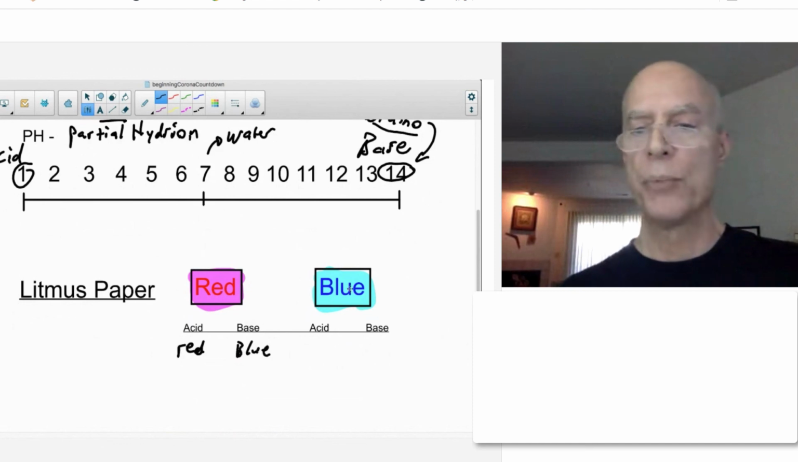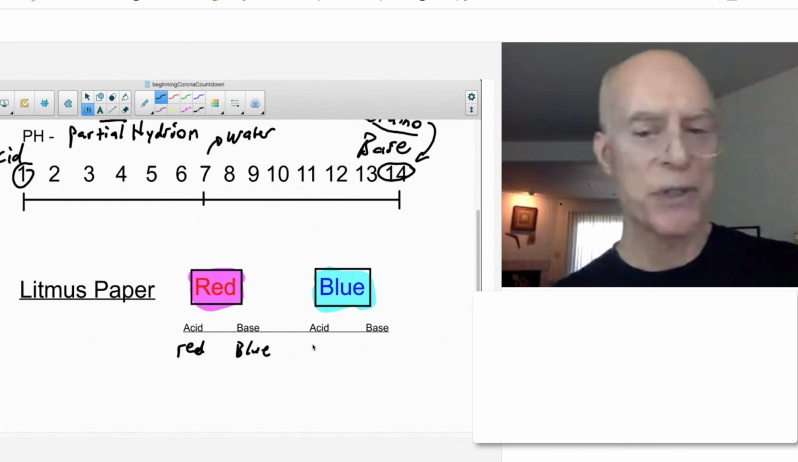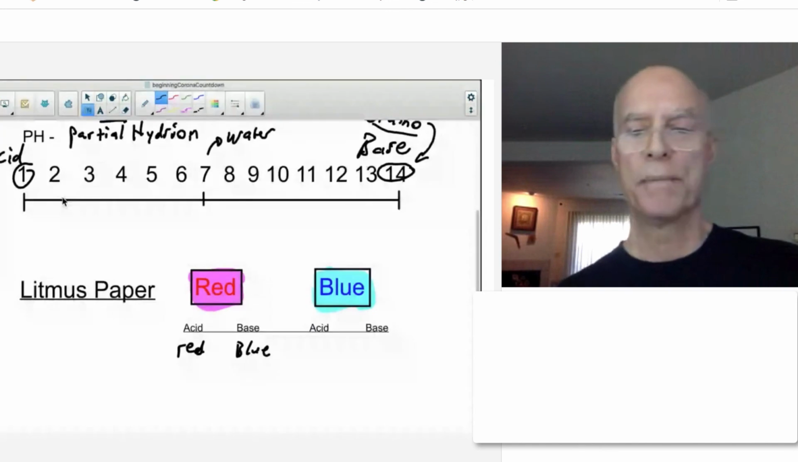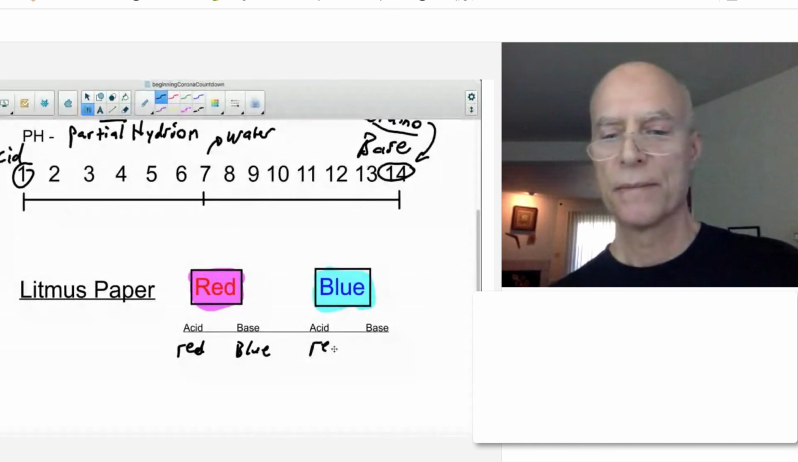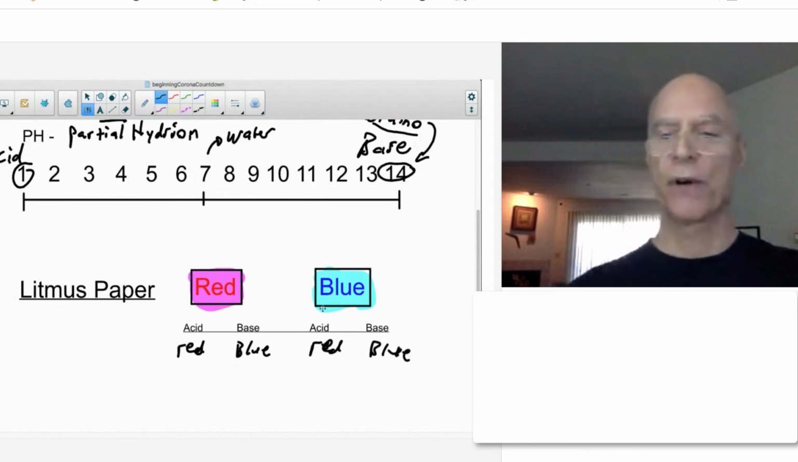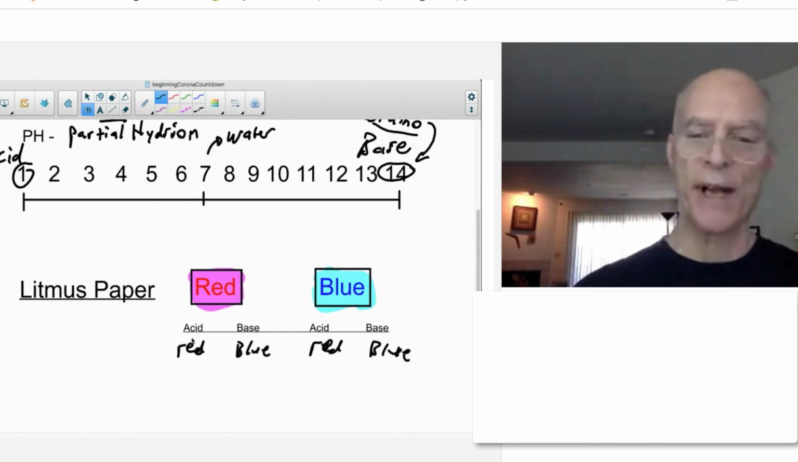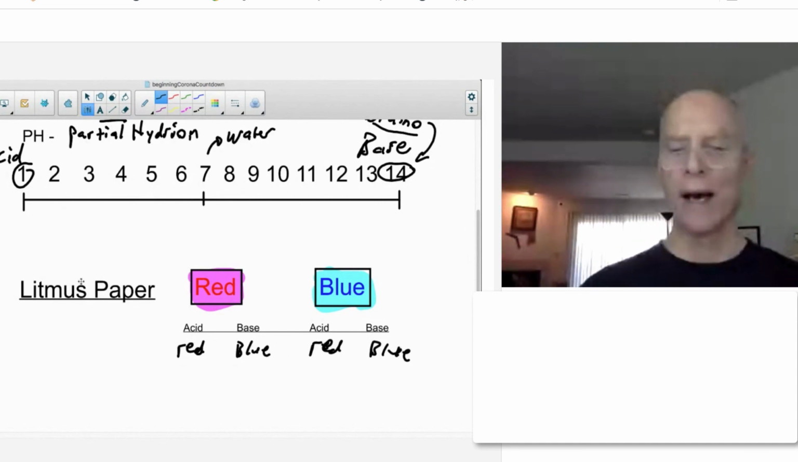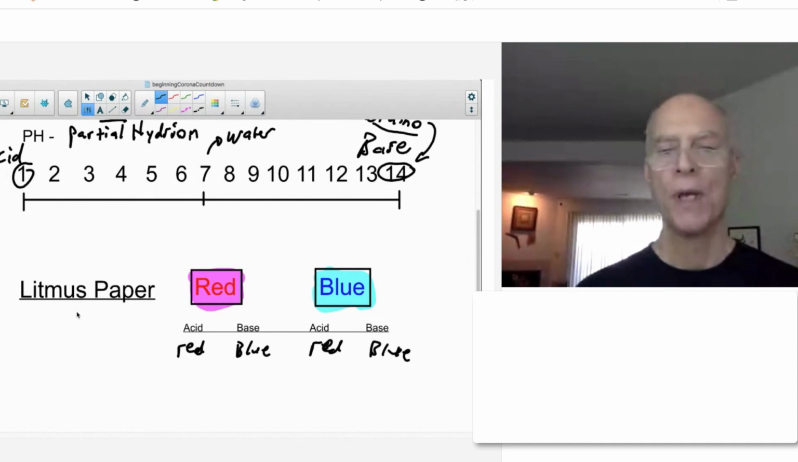When I put blue litmus paper in an acid, guess what's going to happen? It turns red. Good. And in a base, it doesn't turn anything, it stays blue. So blue stays blue for a base, red stays red for an acid, but they turn the opposite color when they get in the opposites. All right, so that's it.